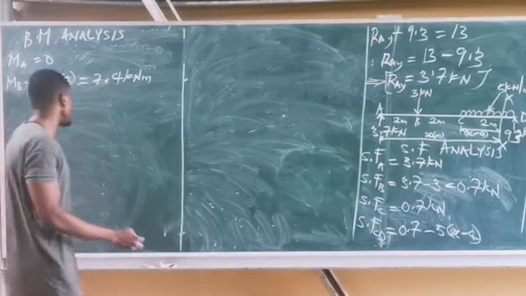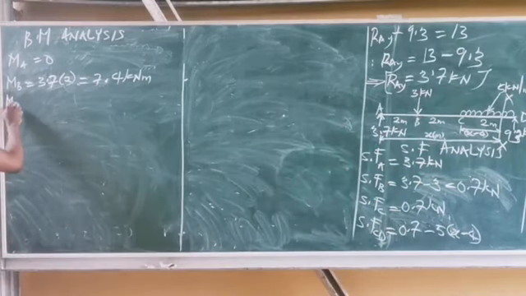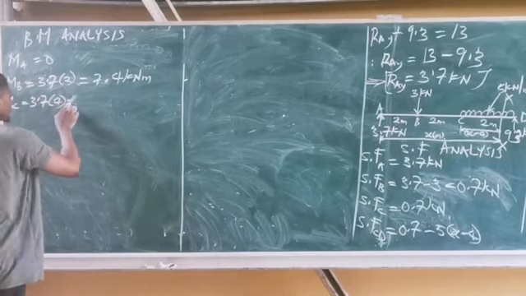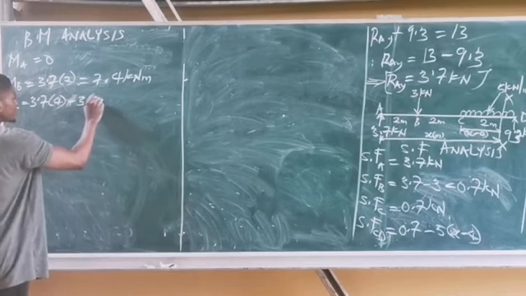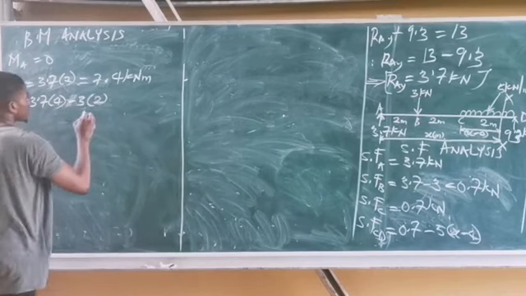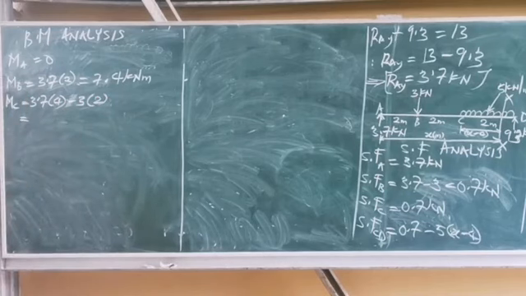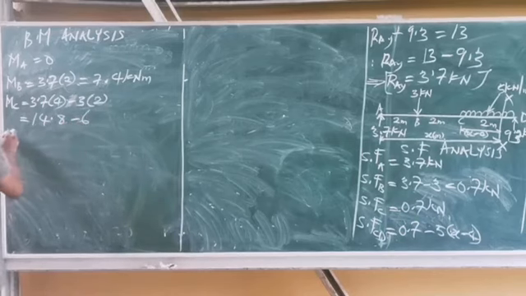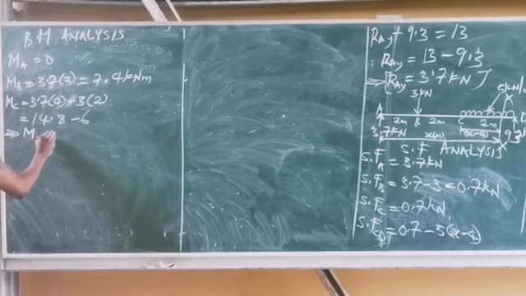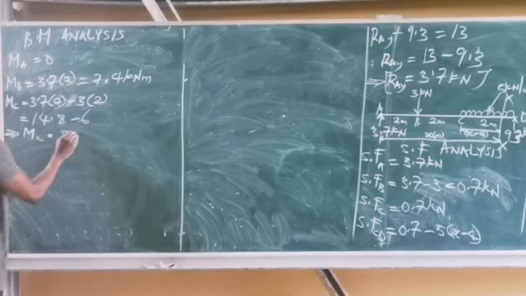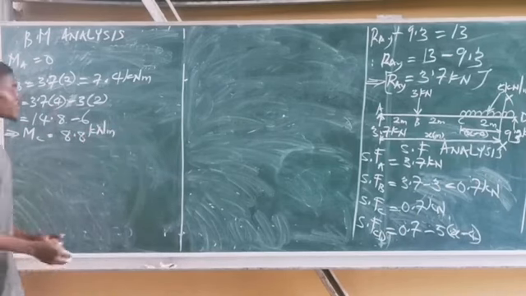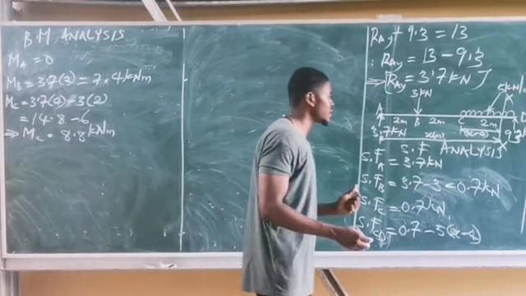So the moment at point C becomes 3.7 by 4 plus minus 3 kilonewtons by 2. This is equal to 3.7 by 4, which is 14.8, minus 6. So this implies that the moment at point C is equal to 8.8 kilonewtons meter.